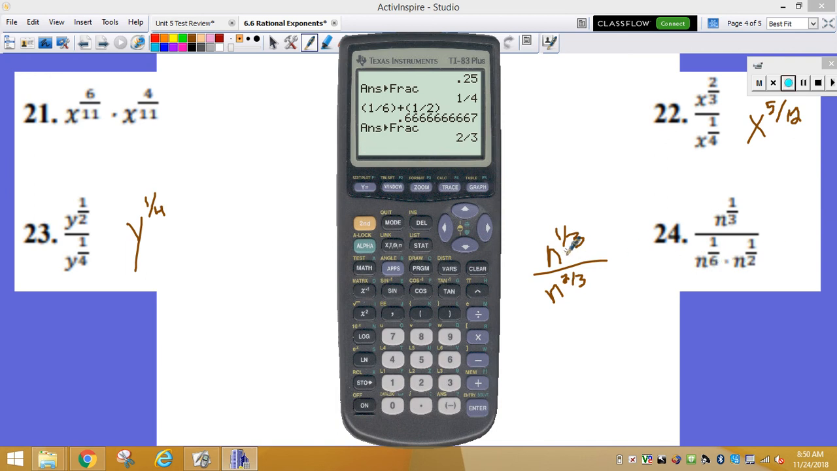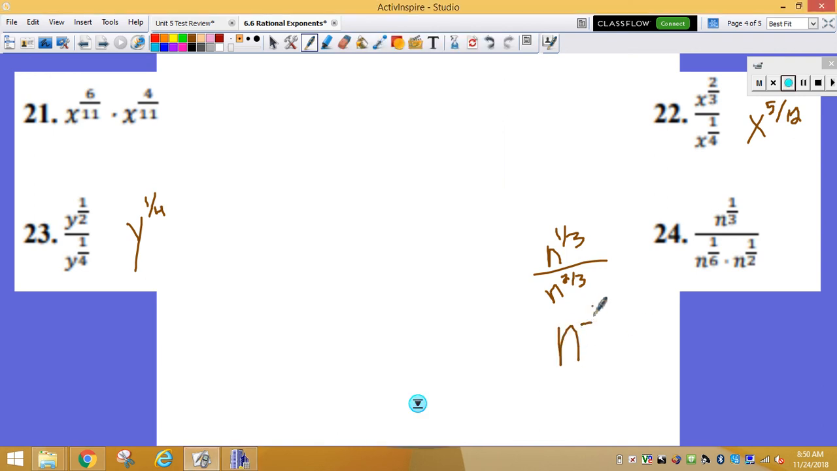Now they're dividing. Your rule when they're dividing is you subtract. So I'm going to do 1/3 minus 2/3. Change it to a fraction. So that gives me n to the negative 1/3. Now remember, you cannot have a negative exponent. So the way you fix it is you move it. So we'll move it to the bottom. And if nothing's on top, we put a 1. So that's my final answer for 24.